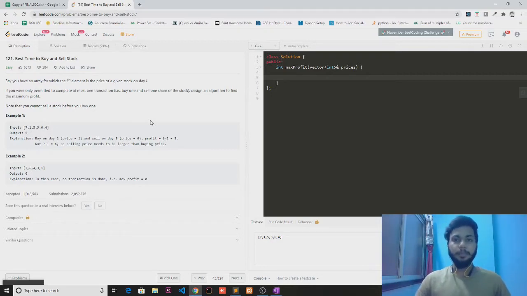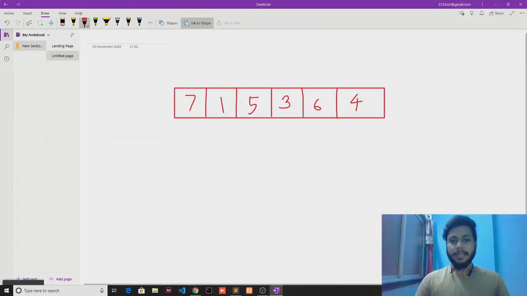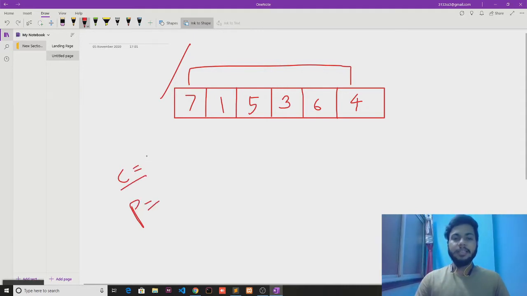Okay, the question is very simple. So come, let's understand the question first. So here I have taken an array. Suppose these are the prices of stocks for next 6 days. Now my idea is to simply iterate over this array. Before iterating, I will take two variables, that is current price and current profit. I will initialize the current price with the maximum value of int, and the current profit I will initialize it by 0.